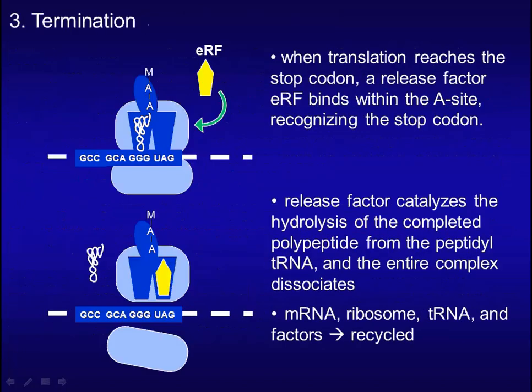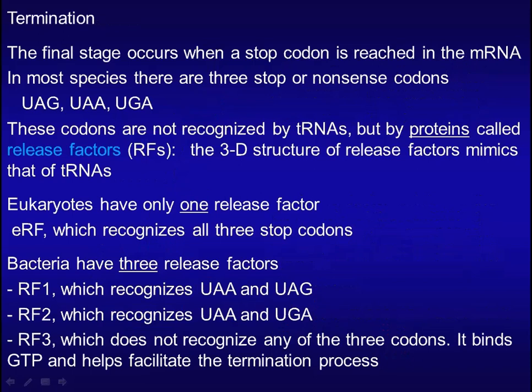When translation reaches the stop codon, a release factor binds within the A site and recognizes the stop codon. Release factor catalyzes hydrolysis of the complete polypeptide from the peptidyl tRNA, and the entire complex dissociates. The components of this complex are recycled. The three-dimensional structure of release factors is very similar to that of tRNA. Eukaryotes have only one release factor. Bacteria have three of them.